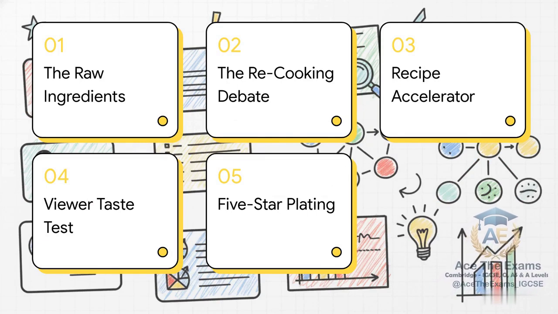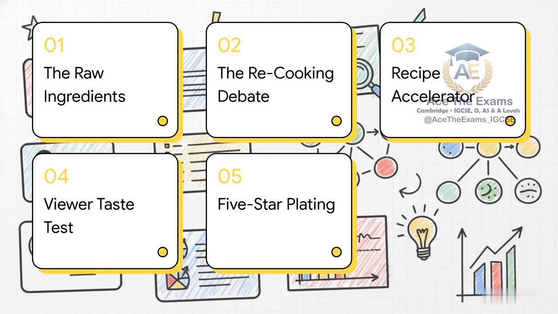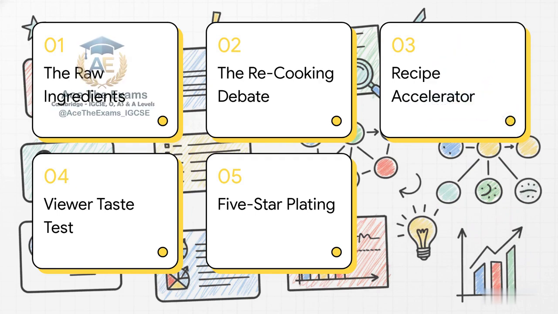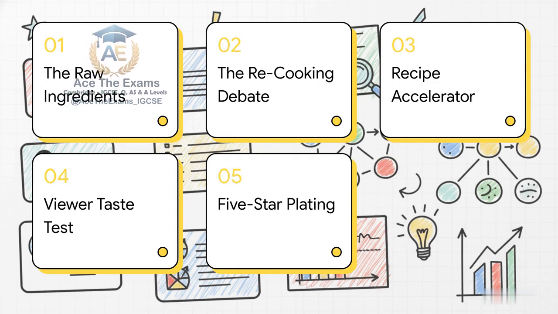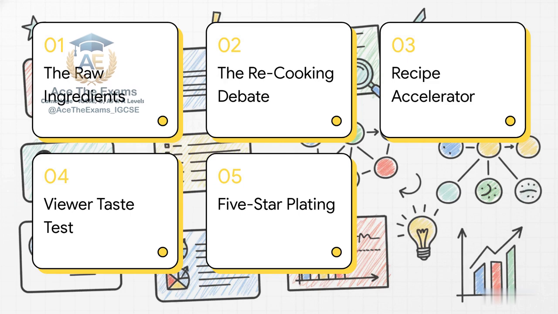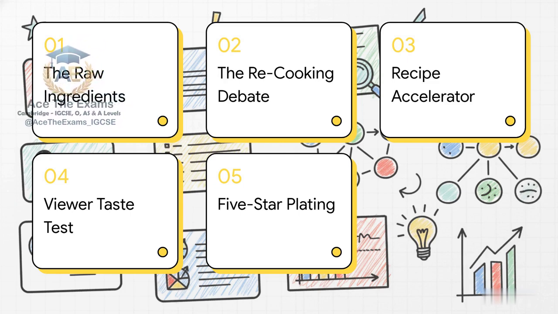First, we will inspect the raw ingredients, exposing why your descriptive paragraphs are currently failing the grade. Second, we move into the recooking debate, where we put Alex and Sam on the clock to rebuild a broken thesis statement under extreme pressure. Third, we hit the recipe accelerator, unlocking the method mark strategy that will save you even if your final answer is technically flawed. Fourth, we are putting you in the hot seat with the viewer taste test arena for a live 60-second compliance audit. And finally, we finish with 5-star plating, giving you the ultimate 3-rule checklist to take into the exam room. Let's get to work.